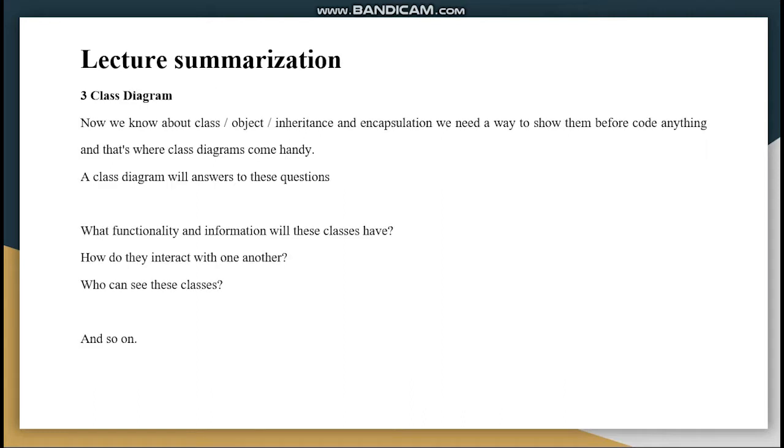The next is the class diagram. Now we know about class, object, inheritance, and encapsulation, so we need a way to show them before coding anything, and that's where class diagrams come in handy. A class diagram will answer this question: what functionality and information will these classes have? How do they interact with one another?